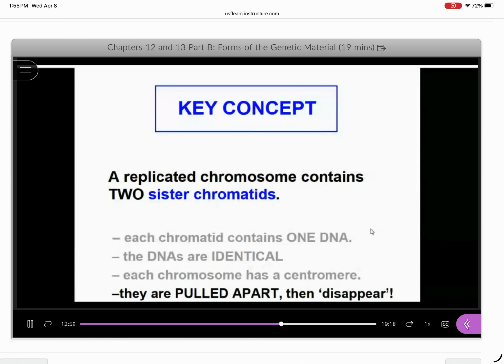Once they're pulled apart, the sisters disappear. Well, they seem to disappear, but actually what they do is they uncompact. They become less compact. Another way to say that is when they appear, they condense, and when they disappear, they decondense. Condense, decondense.